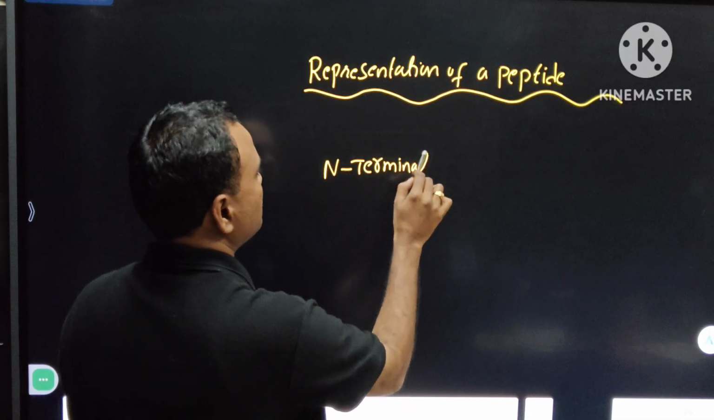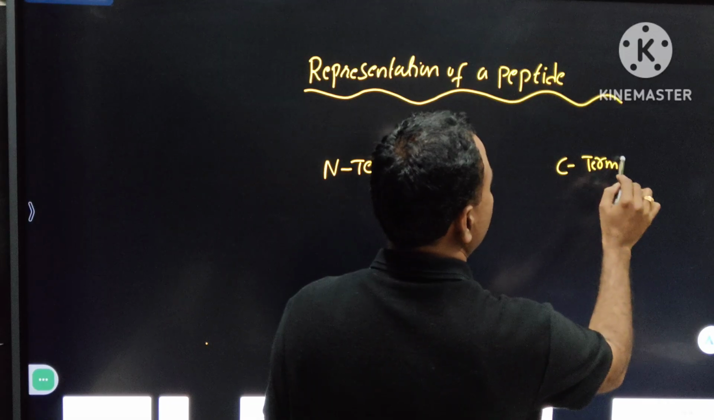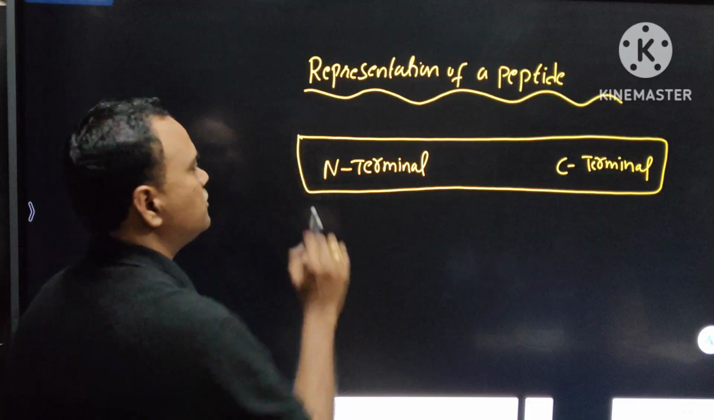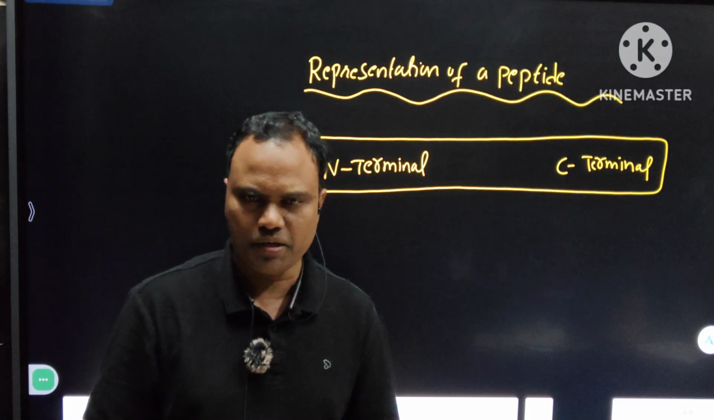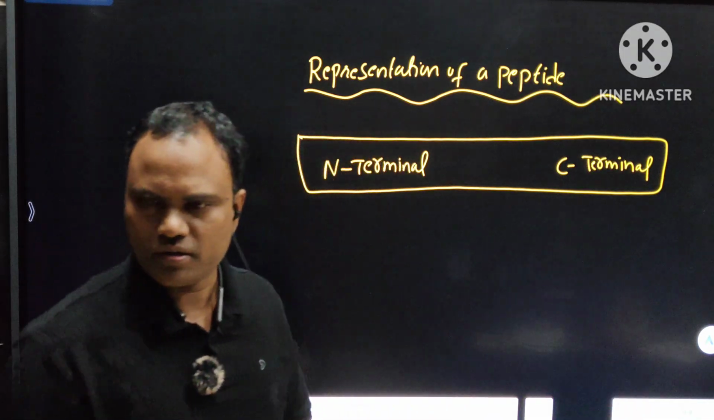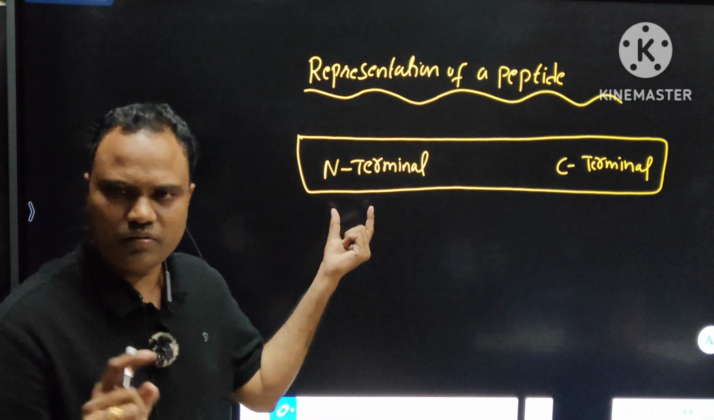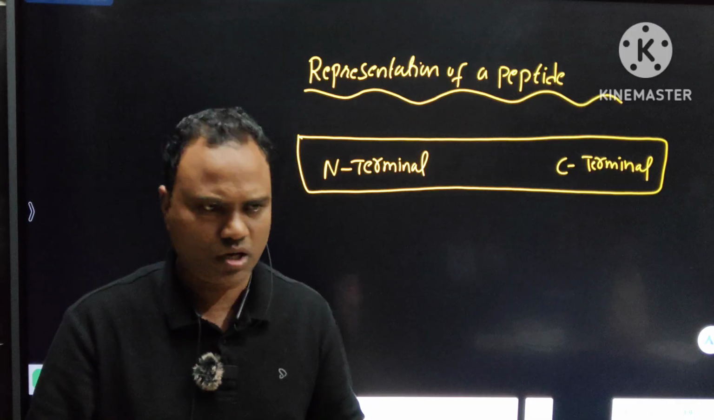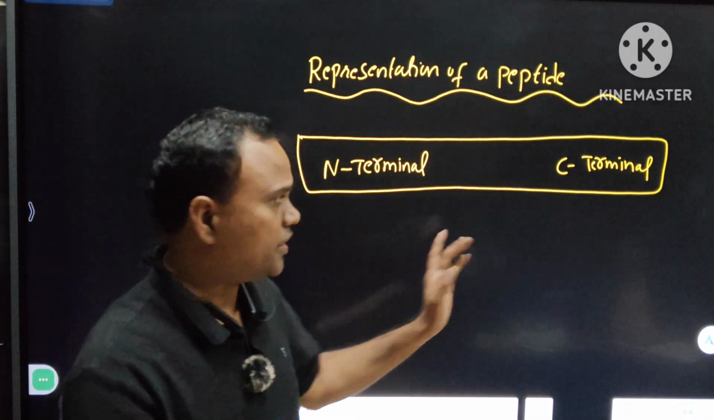N terminal, C terminal. N terminal and a C terminal. If we consider this box as a peptide, maybe a dipeptide, maybe tripeptide, any peptide. For example, let us take a dipeptide, which is formed from two amino acids, right? Always N should be on the left hand side, whatever the peptide may be, dipeptide, tripeptide, tetrapeptide, anything. N should be on the left hand side.